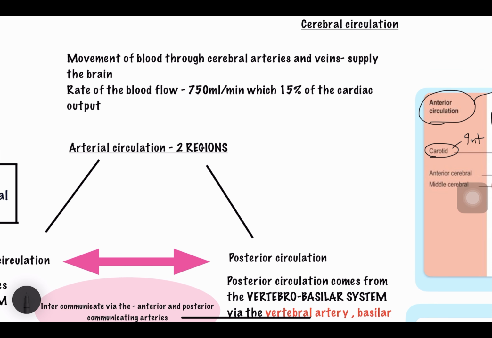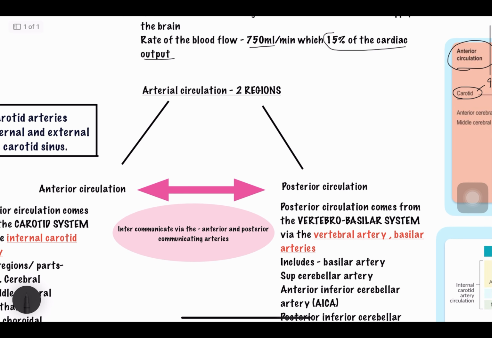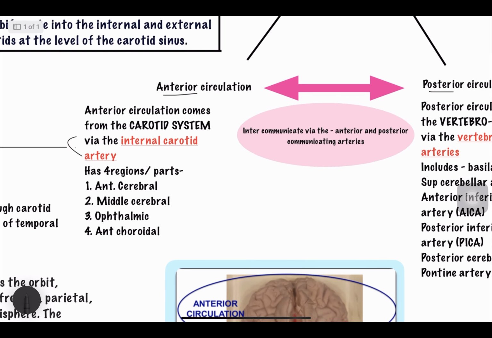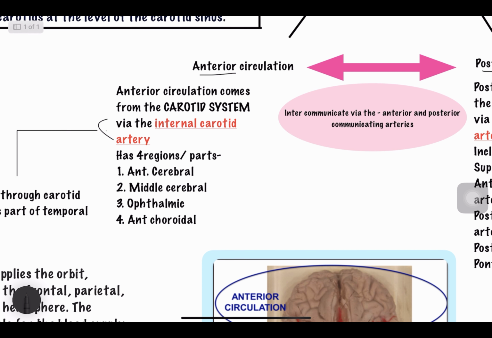The rate of blood flow of cerebral circulation is around 750 ml per minute, which is also 15% of the complete cardiac output. So arterial circulation has two regions. Anterior circulation comes from the carotid system via the internal carotid artery, and it gives off four branches: the anterior cerebral, middle cerebral, ophthalmic, and anterior choroidal.